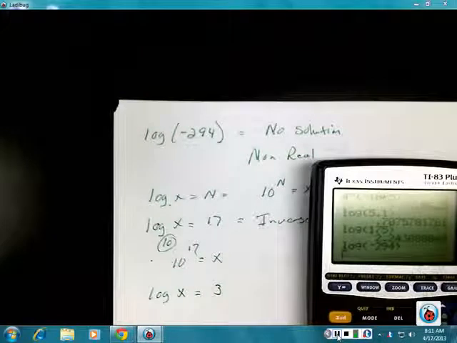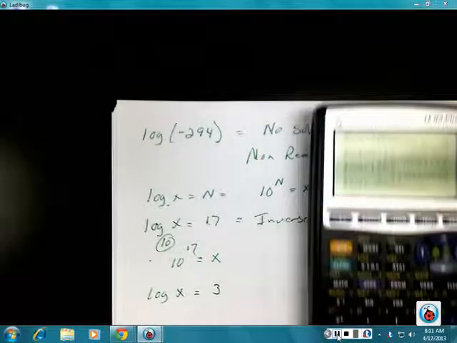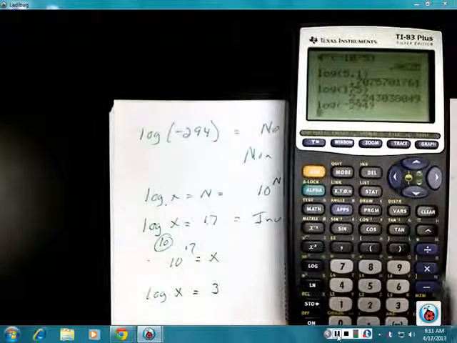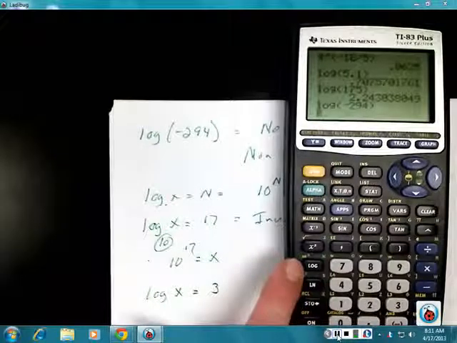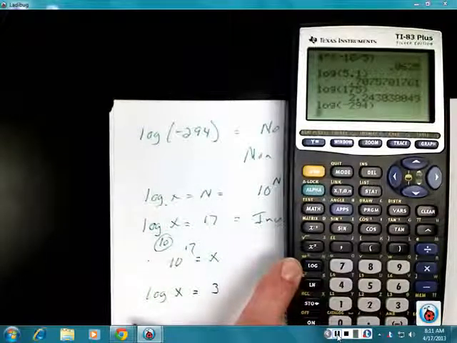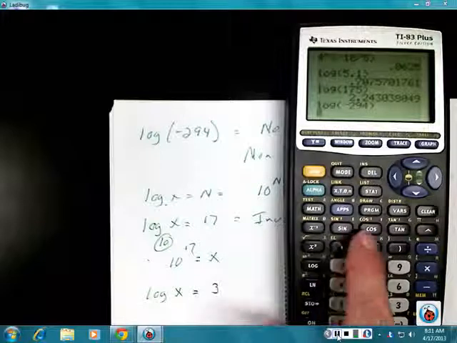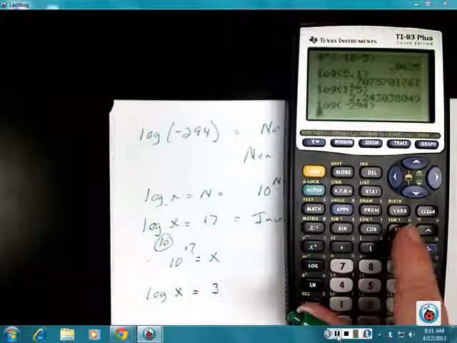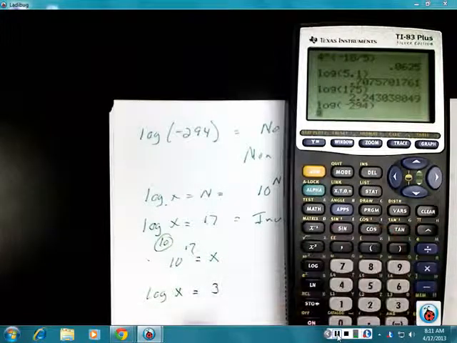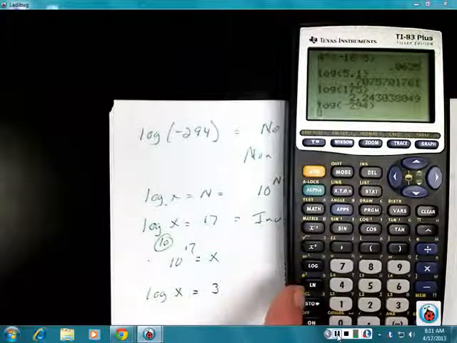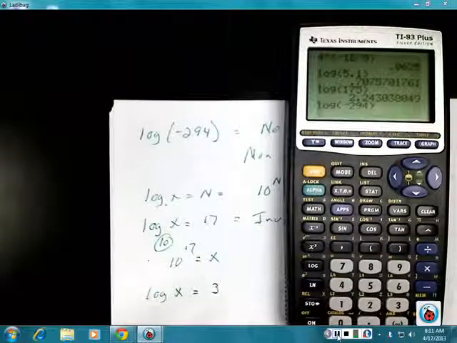If you look above your log key, let's see if I can get it on here. If you look above your log key, notice it has 10 to the x value up there. That is the inverse of a log, and a lot of things on your calculator give you inverses. Your sine, cosine, and tangent, the keys above those are also the inverse of those. Down here we're going to work with the natural log key, and above it's an inverse. And so you got some inverse things built in there.